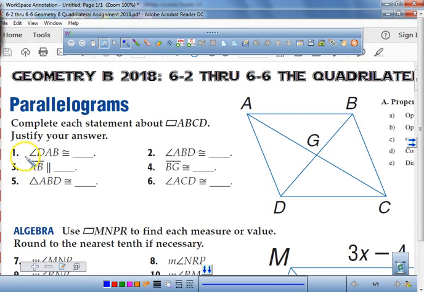Now, question number 1, it says angle DAB. All right? I know all of you are dabbing right now in the background. Okay? There you go. Go ahead and get your dabs out of your system.